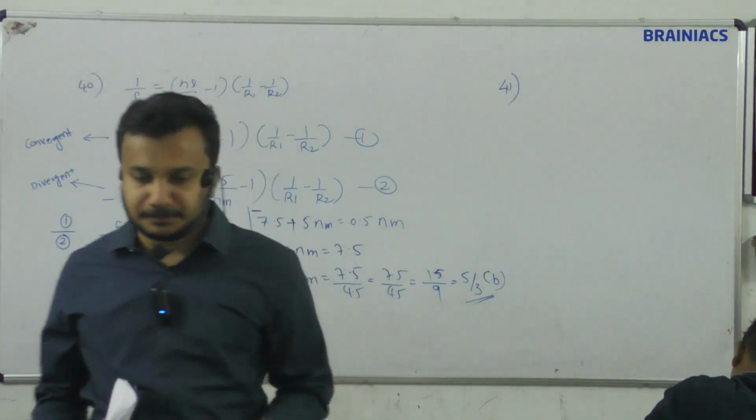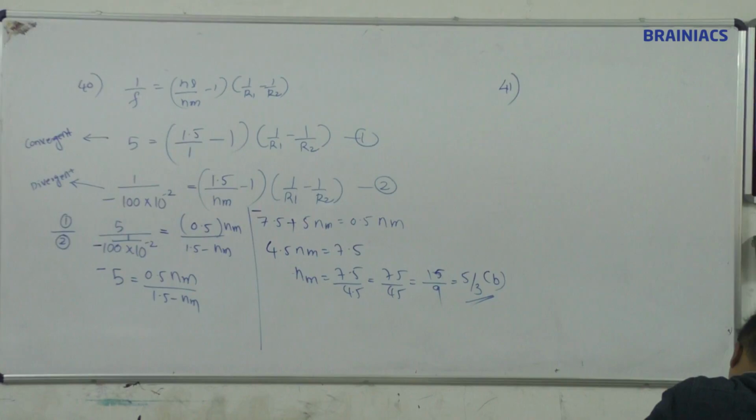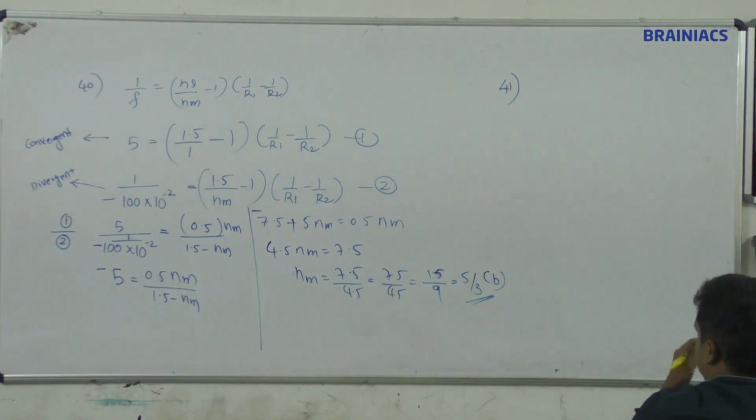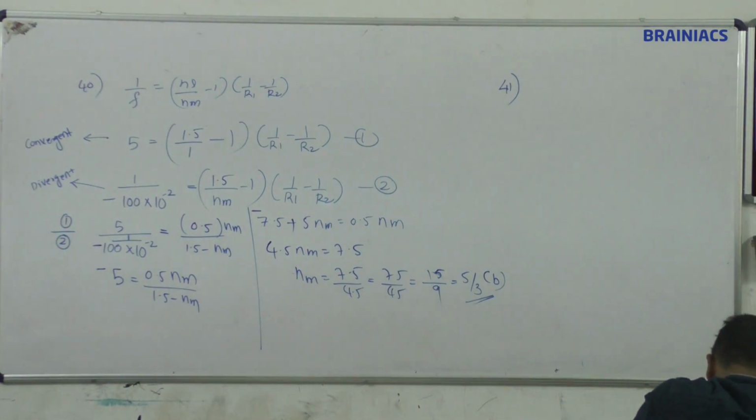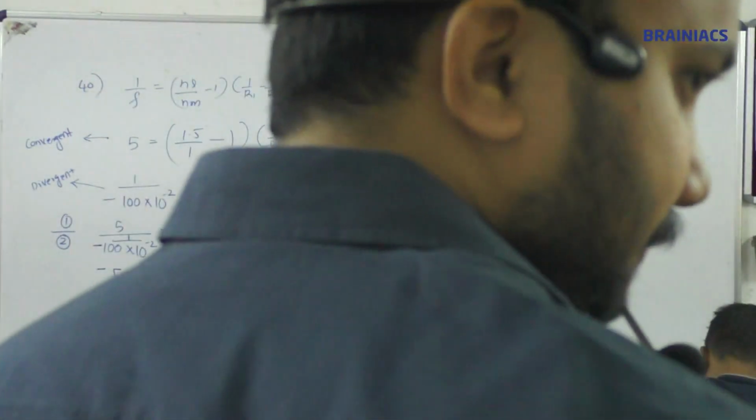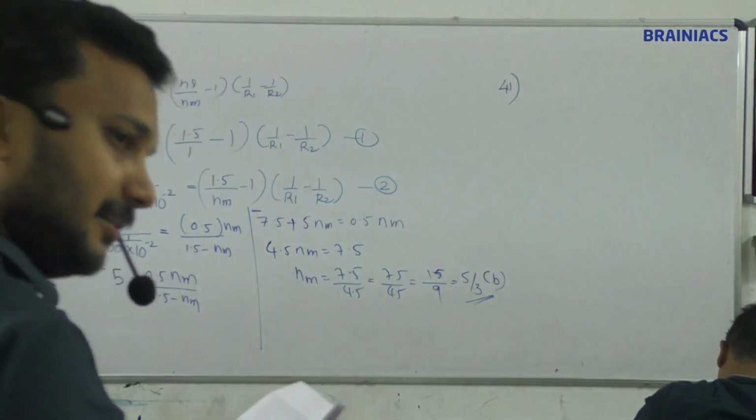Doubt. Mismatch. So if the refractive index is greater only, it will change and convert into a divergent lens. So it is 1.3. If you divide, 4 by 3 is 1.3, and 5 by 3 is 1.6. So this will be correct. We can do it like that, correct.